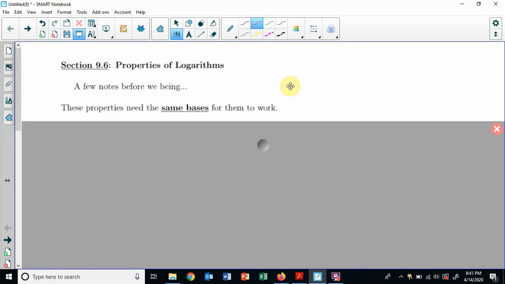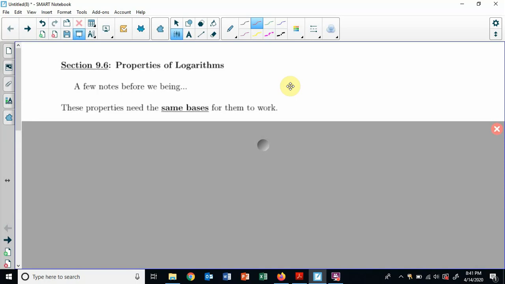Now these properties, for them to work, the logs will have to have the same bases. Before we even dive into it, I just wanted to make a bold statement right off the top. I'm going to give you 3 properties today. One of them doesn't really matter about the base, but the first 2 out of the 3 are heavily reliant on the bases being the same. That should sound familiar to you.